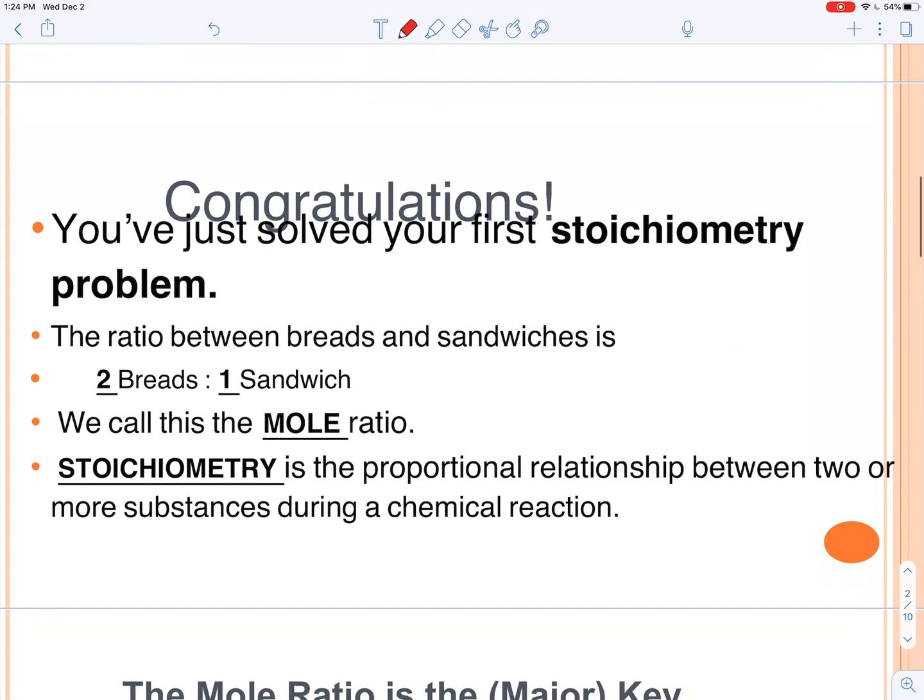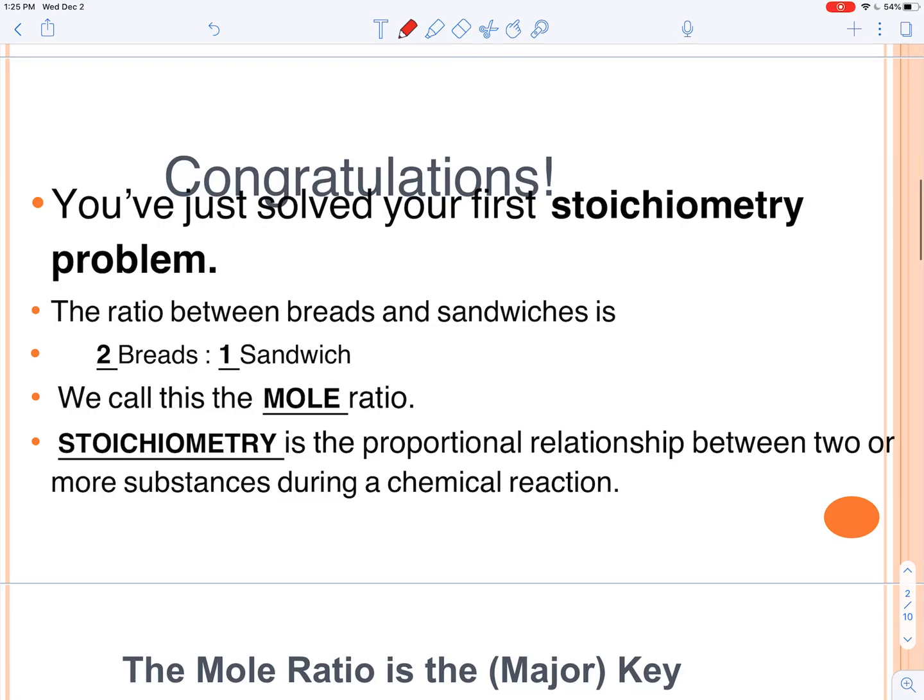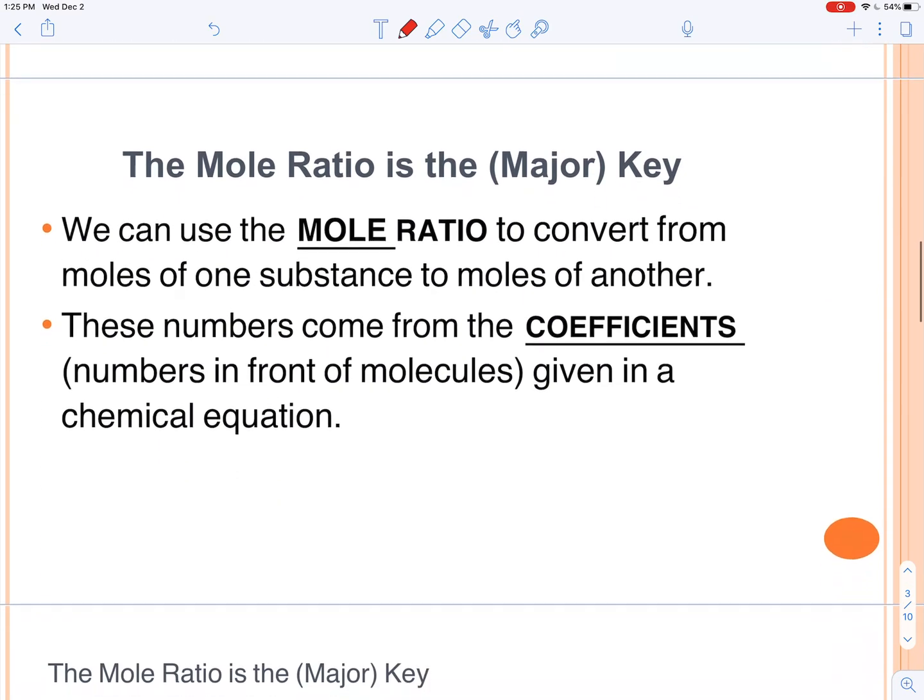And so, congrats! You just solved your first stoichiometry problem. The ratio between bread and sandwiches is 2 breads for every 1 sandwich. We call this the mole ratio. It's the relationship between different chemicals in a chemical reaction. And so, stoichiometry is the proportional relationship between 2 or more substances during a chemical reaction. Okay, stoichiometry.